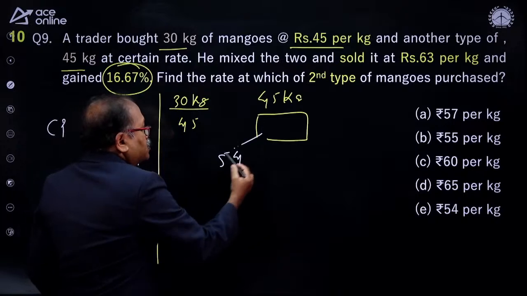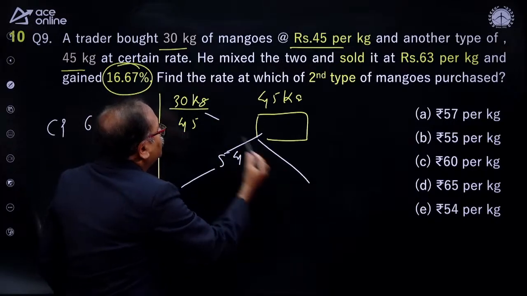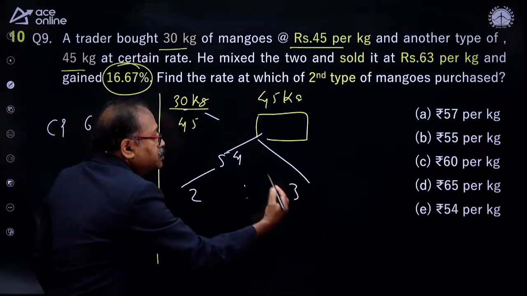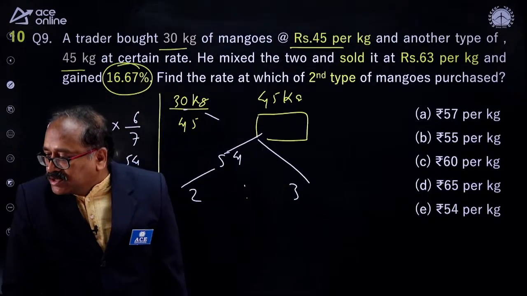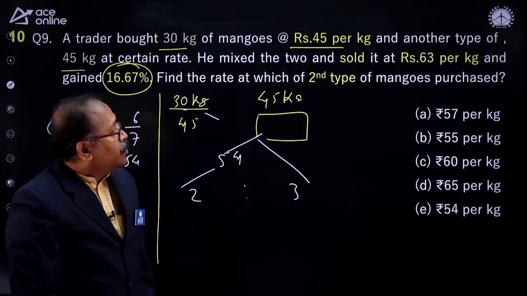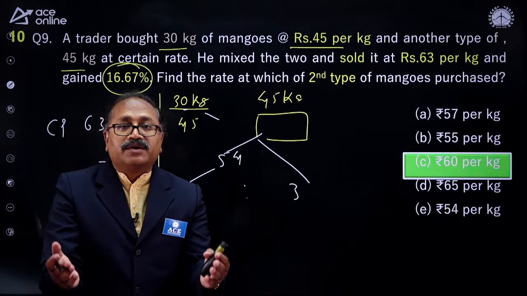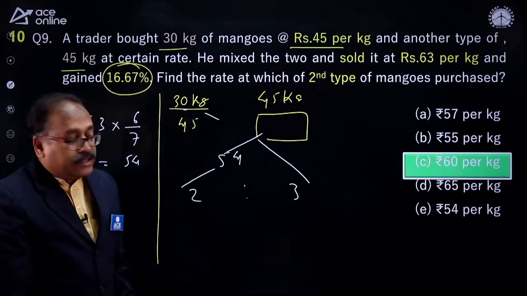And this cross different ratio is already with you here, that is 30 and 45, which is nothing but 2:3. The ratio is already there. What's your answer? 60 is the answer, Mr. Sheikh. Okay, let me check your answer. That's right. So nice you are doing, Mr. Sheikh.